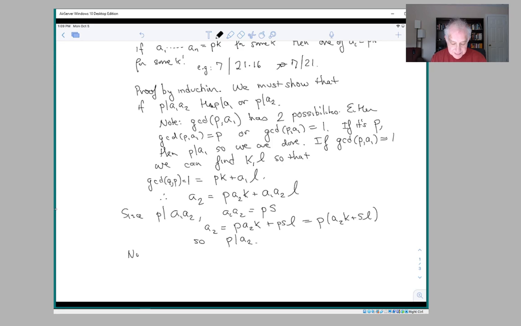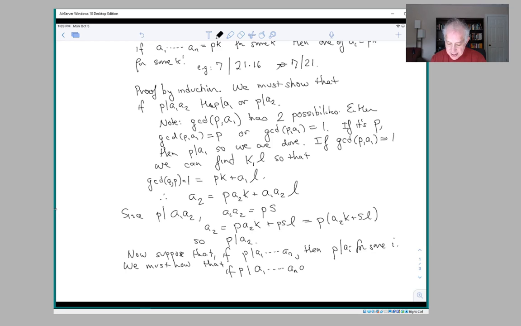Now suppose that we have the case where if p divides n numbers, then p divides a_i for some i. That's our inductive hypothesis. It's the P of n statement. And we want to show that if p divides a1 up to an times a(n+1), then p divides a_i for some i.